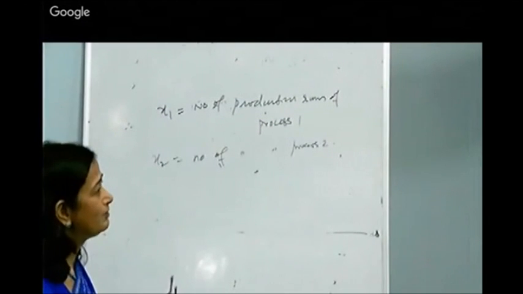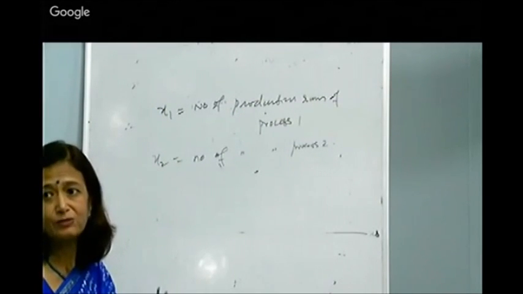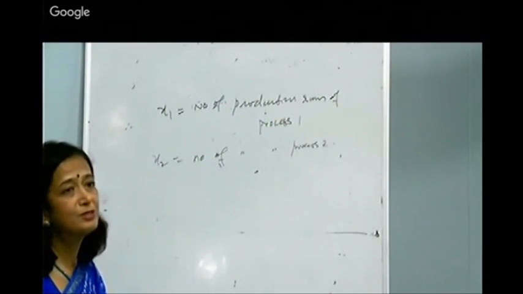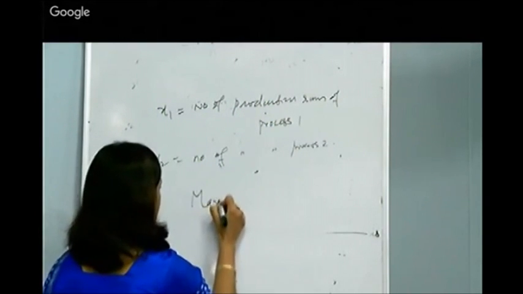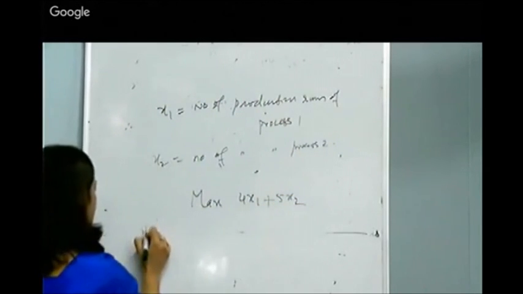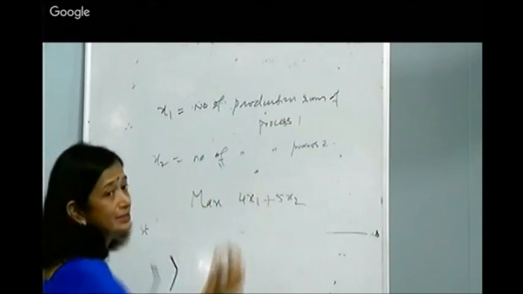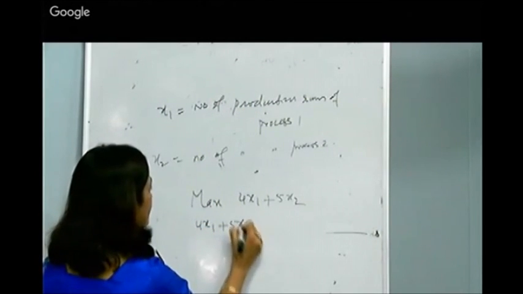If 4 and 5 are the profit per unit per production run of process 1 and 2, then what should be the profit function which we want to maximize? So yeah, we want to maximize 4x1 plus 5x2 subject to the condition that when you are mixing the two.